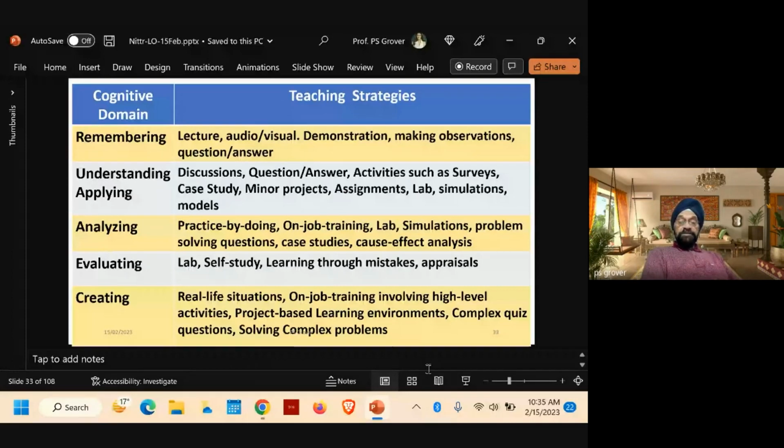Now, the teaching learning strategies are different for each of these. As I mentioned earlier, a learning outcome indicates what kind of teaching is required. For example, if a student is to learn knowledge, lectures are all right. But if a student is to imbibe a skill or critical thinking, then lab or other methods are important. So there are methods.